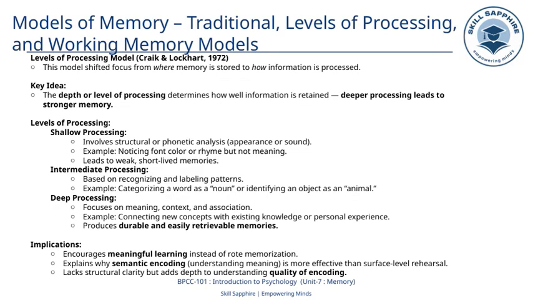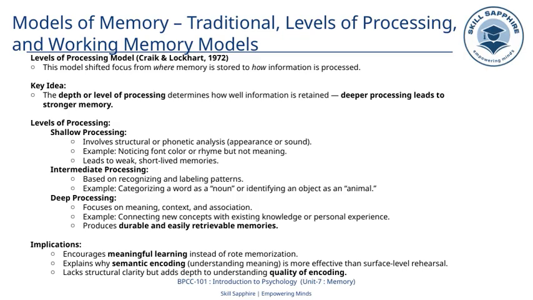Now, let's take a closer look at the levels of processing model, which was proposed by Craik and Lockhart in 1972. This model marked a shift in how we think about memory. Instead of focusing solely on where memory is stored, it emphasizes how information is processed. The key idea here is that the depth, or level, of processing directly influences how well we remember something. Basically, the deeper the processing, the stronger the memory. Let's break down the different levels.